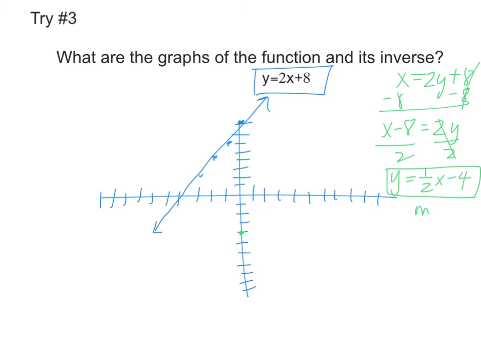Slope-intercept form. This is our slope. This is our y-intercept. And we're going to go up 1 over 2. So up 1 over 2, up 1 over 2, up 1 over 2, up 1 over 2. Okay, and this graph looks like that. For the most part, I kind of missed quite a few points. All right, so that is that.